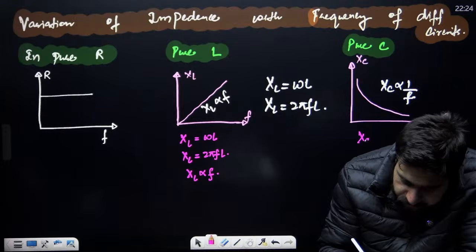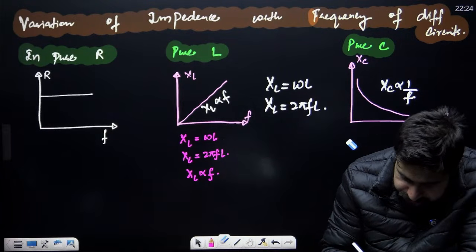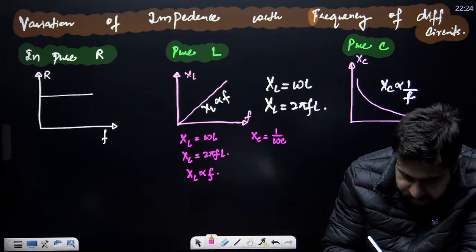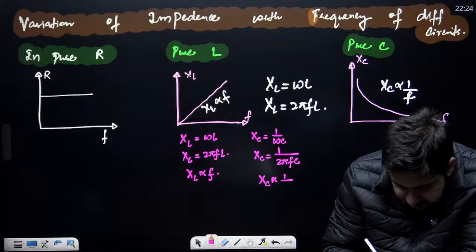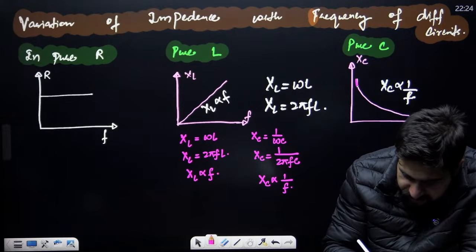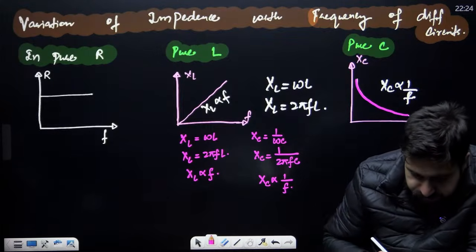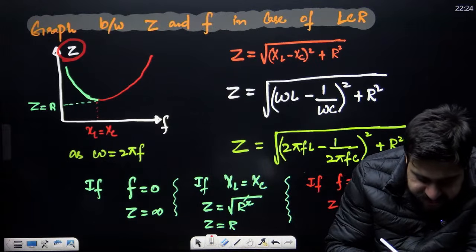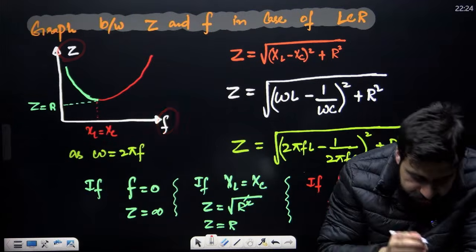When it comes to XC, XC is 1 upon omega C. So XC will come out to be 1 upon 2 pi f into C. So what is the value of XC? XC is inversely proportional to frequency. That's why the graph is a rectangular hyperbola. And if somebody asks what is the graph between impedance and frequency? Impedance is the net resistance of the LCR circuit. It would be something like this.